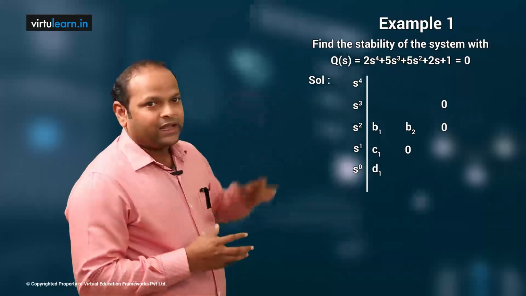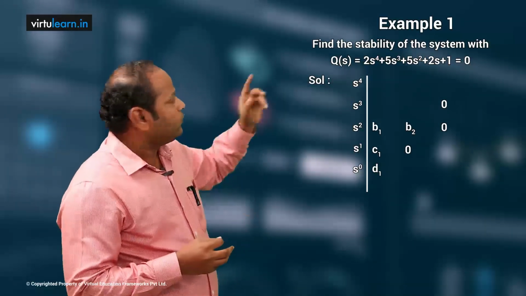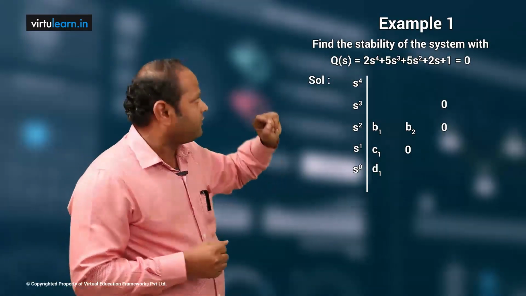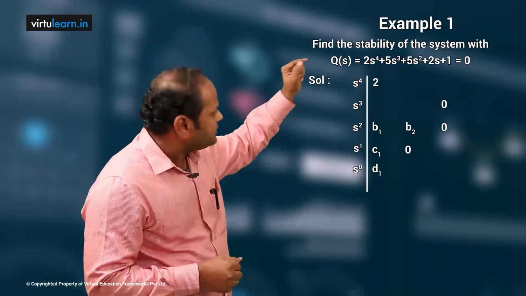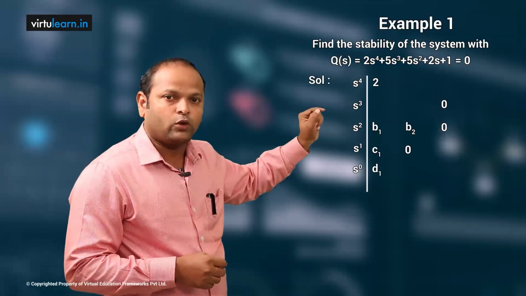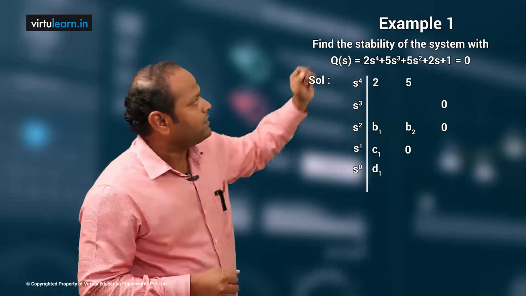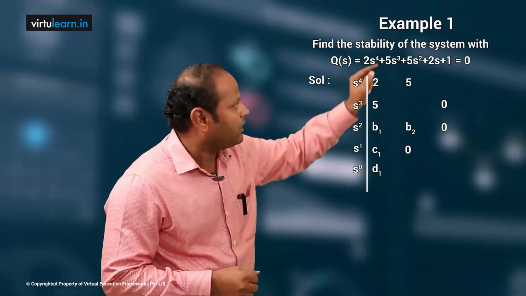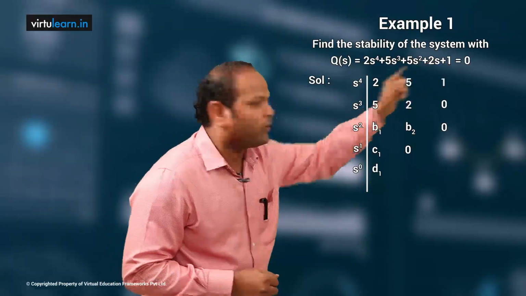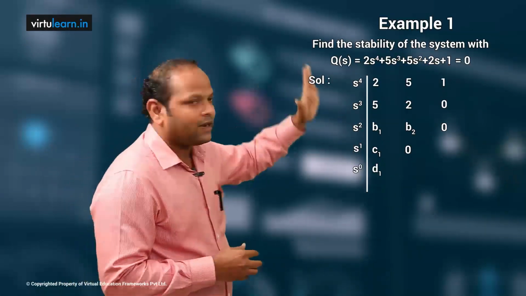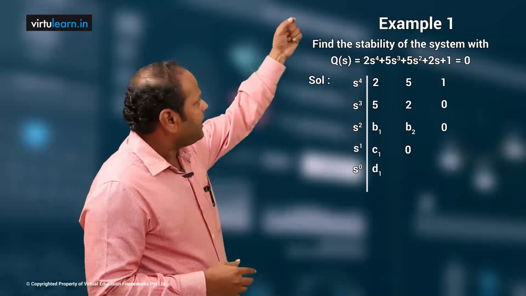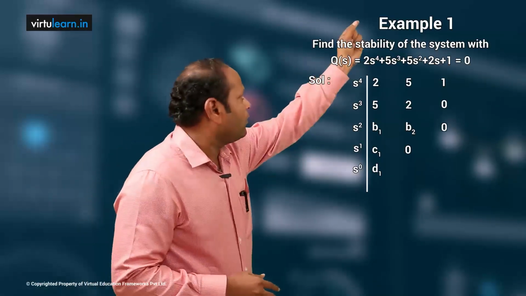Now we have the characteristic equation, and the coefficient of s power 4 is 2, therefore the first element is 2. The next element is 5, so I am taking the second row, first element. Then one more element is 5, one more element is 2 and the next element is 1. So all these 5 elements we can enter like this. I said you have to drop down and again go like this.